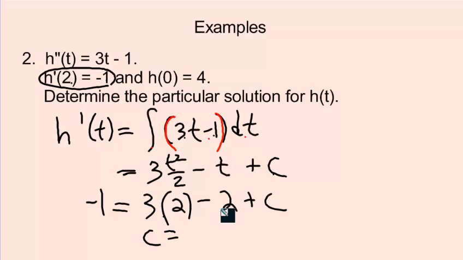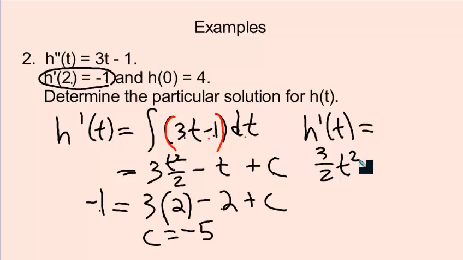Subtract the 4 from both sides. Negative 1 minus 4 is negative 5. So I have a particular solution for h prime, which is 3 halves t squared minus t minus 5. There we go.